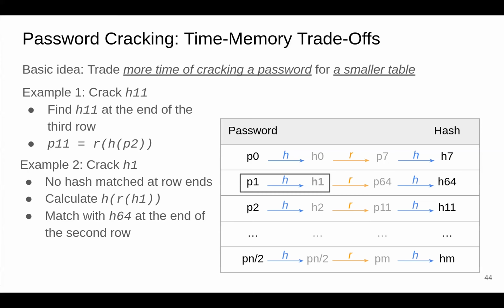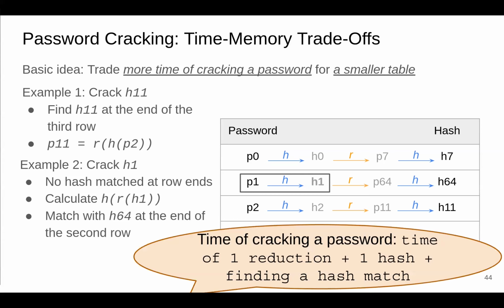Okay? It's extremely clever. Let me repeat, right? We want to find the password for h1. It's not in our data structure. But what we can do is we can run the reduction function, get to P64, hash it, get to H64, which is in our table, which gets us P1, and we know it's H1. Now there's only one more step. So time for cracking. The password is time of one reduction plus one hash plus finding a hash match. Okay? So we've saved half the space.